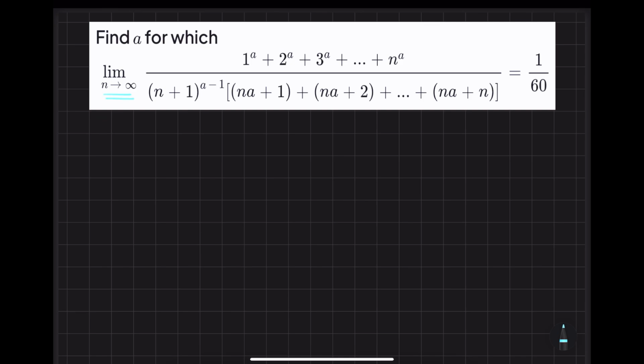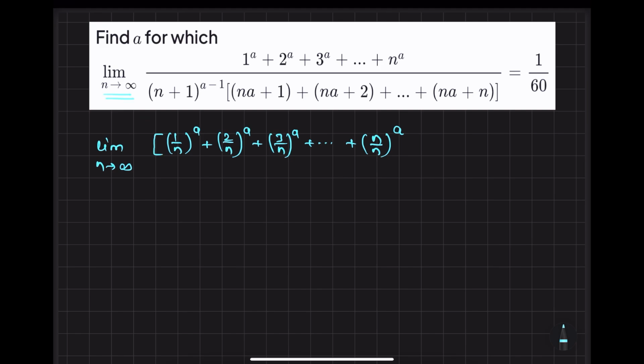So I will be taking n common from the numerator as well as denominator. Okay, so look at this, how it will go. So limit n tends to infinity, we have 1 by n power a, 2 by n power a, 3 by n power a, dot dot dot. To write down that thing in pattern, I'll be writing n by n power a.